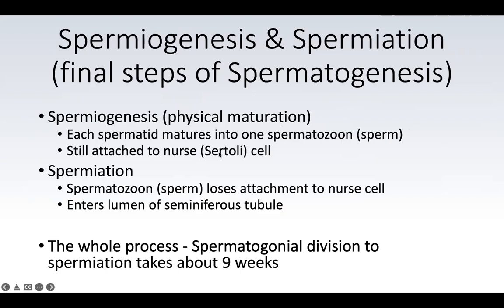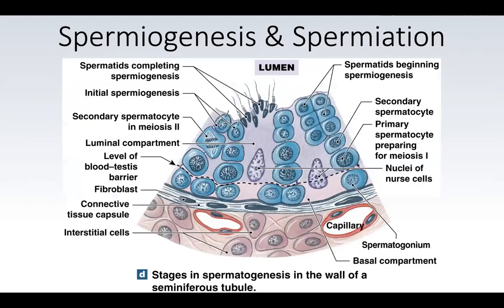In spermiation, the sperm is deemed mature enough to go forth into the lumen of the seminiferous tubule and enter the epididymis for storage. That process of sperm leaving the nurse or Sertoli cell is spermiation. This entire process takes about 9 weeks, and it overlaps. Okay, so again, males are always producing sperm.